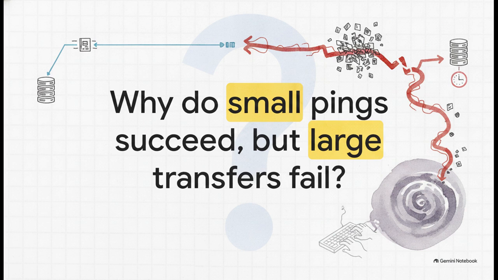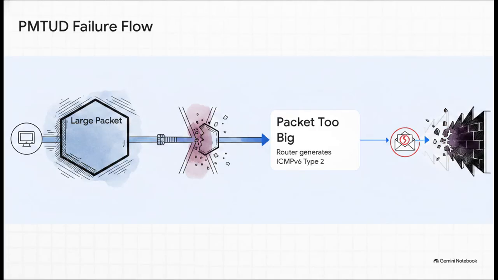It is incredibly common to see an SSH session hang or a file copy just totally stall out even when your basic pings are working flawlessly. The culprit here is a path MTU discovery failure, and here is exactly how that black hole is created.